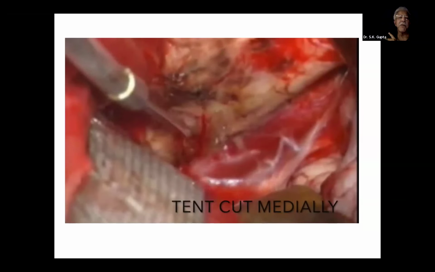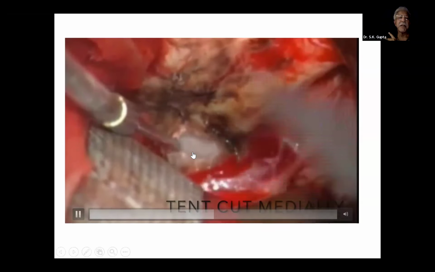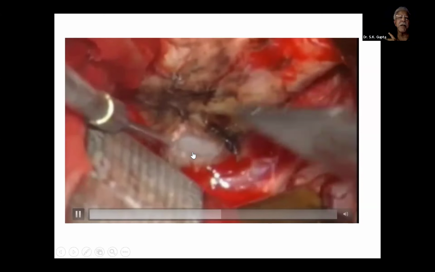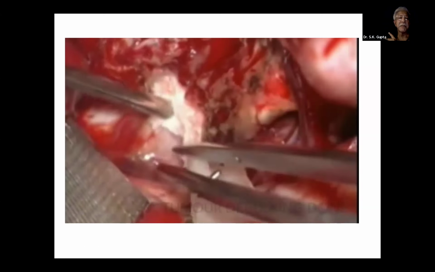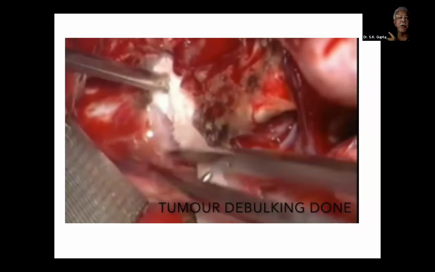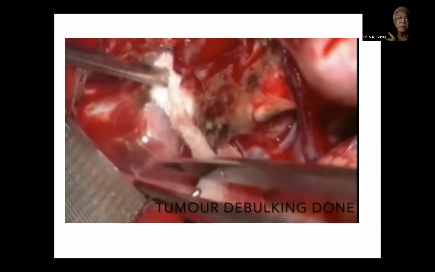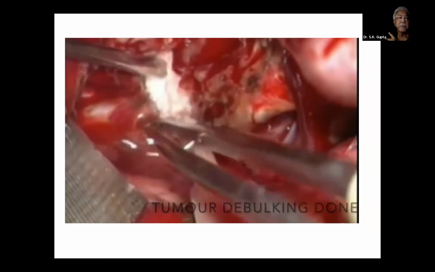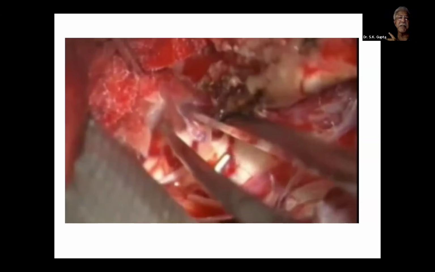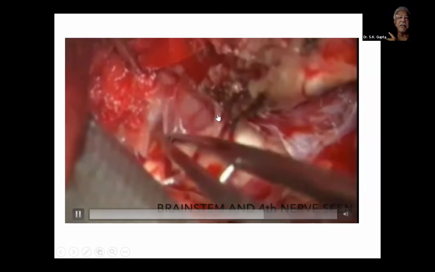Cut the tentorium to have a look at the tumor. And then after cutting the tentorium, you do intratumoral decompression, peeling the arachnoid away from the tumor. This is the brainstem seen here, and this is the thin fourth nerve seen here.